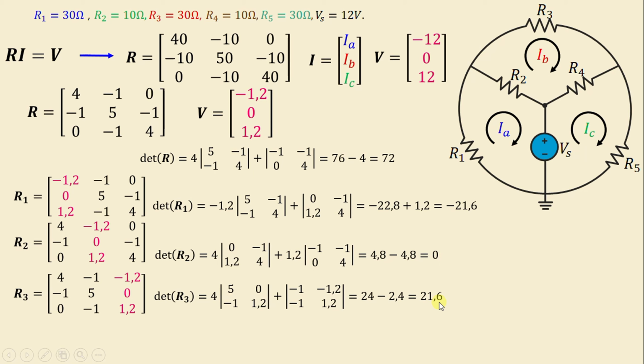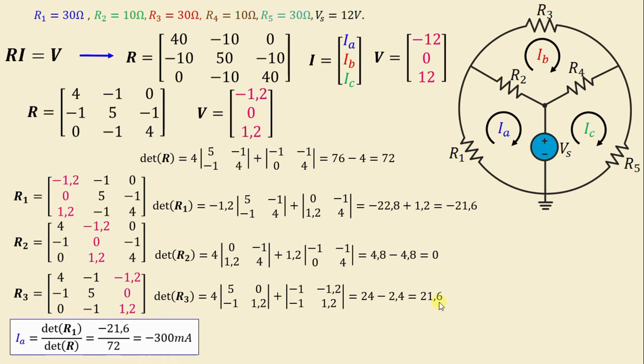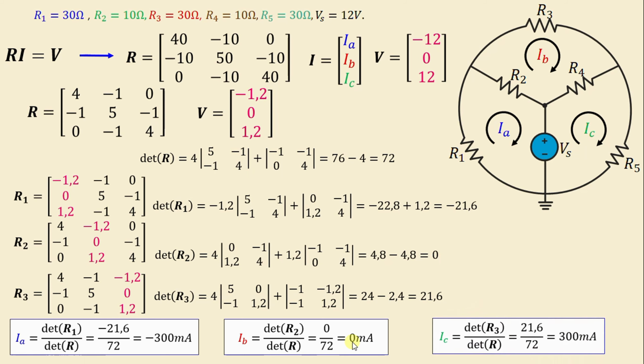Now we can easily calculate IA, which is given by the determinant of R1 over the determinant of R, is equal to negative 21.6 over 72, is equal to negative 300 milliamps. IB is equal to the determinant of R2 over the determinant of R is equal to 0 over 72 is equal to 0 milliamps. And finally, IC is equal to the determinant of R3 over the determinant of R is equal to 21.6 over 72 is equal to 300 milliamps.